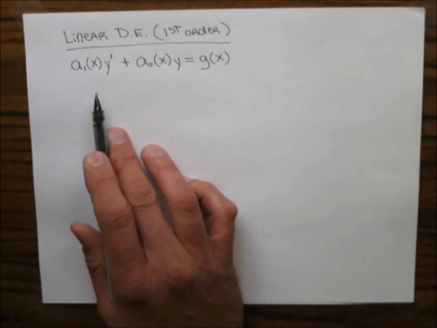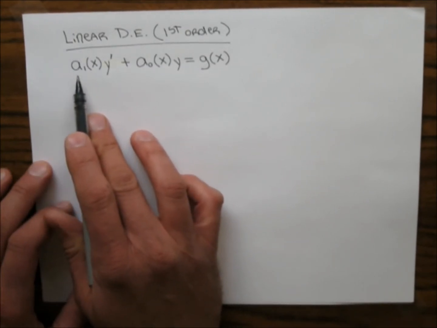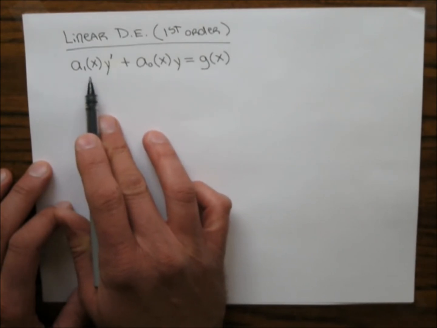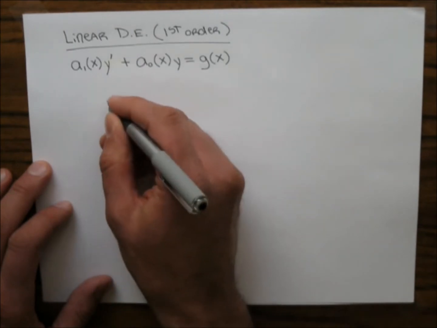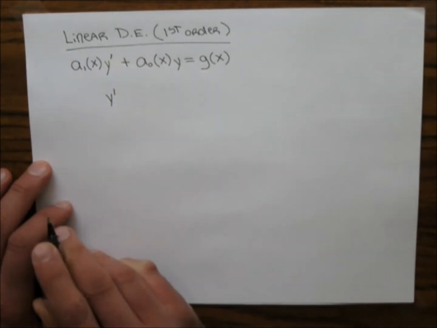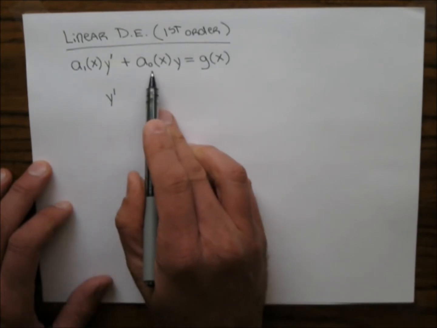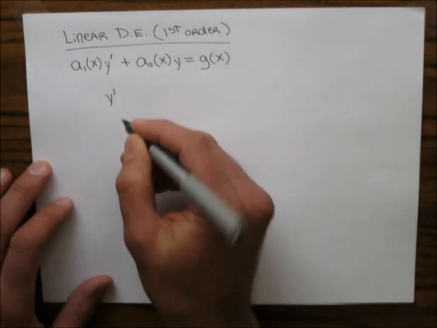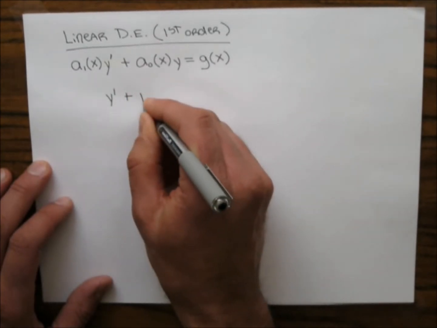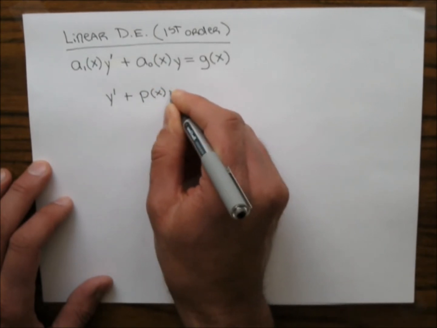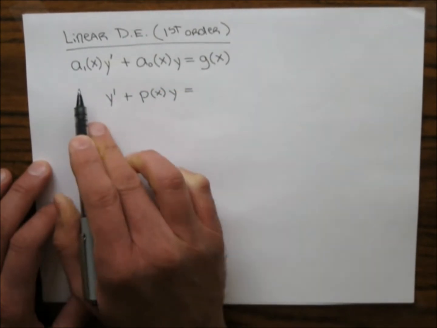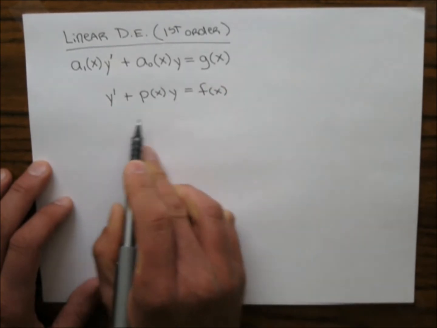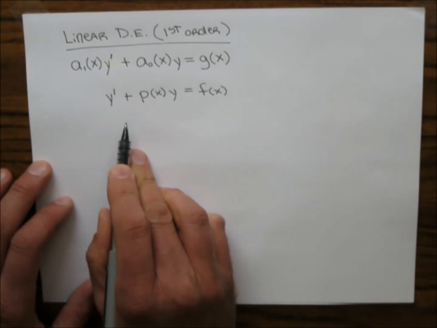Okay, now when we solve these, we don't really want this function of x in front of the y prime. So I'm going to divide everything by this function of x. What we want for this method to work is just the y prime by itself. So a naught of x over a1 of x, we're just going to call that p of x. And then g of x over a1 of x, we'll call that f of x. So this is the form that we want when we do the method of the integrating factor.